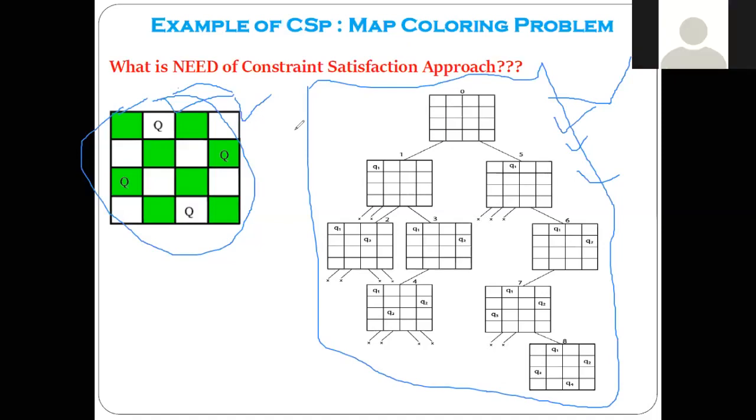Yes. That is a very important statement. Applying the constraint gives us some kind of direction to solve that problem. Yes or no? Yes, sir. And that is the need of the constraint satisfaction approach. You got the point why there is a need of the constraint satisfaction approach? Yes, sir. Okay. So such kind of question might be asked.